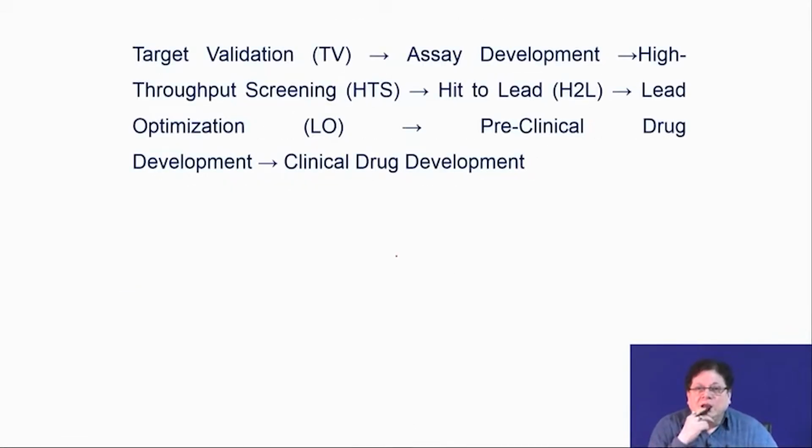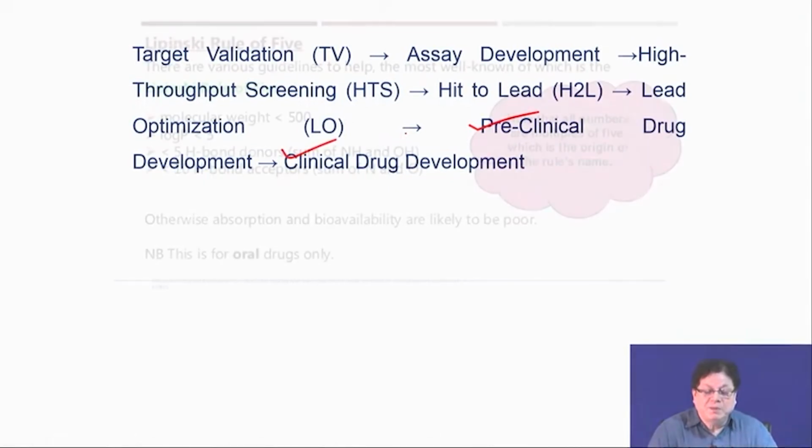So, this is the drug development process: validation, assay development, high throughput screening, hit to lead, and then lead optimization, preclinical, and then clinical drug development.